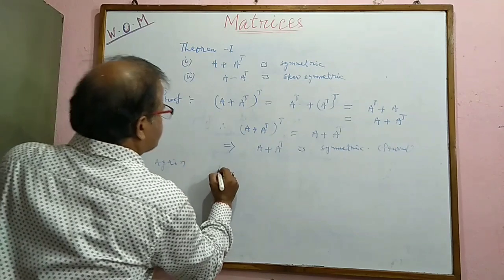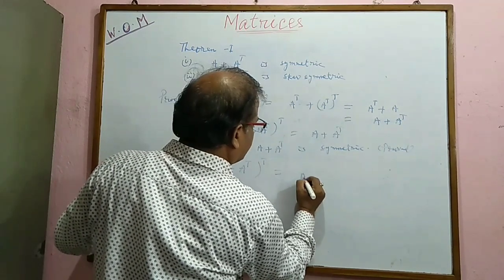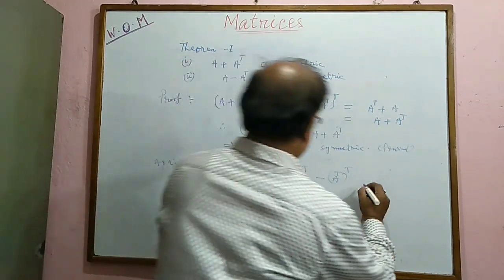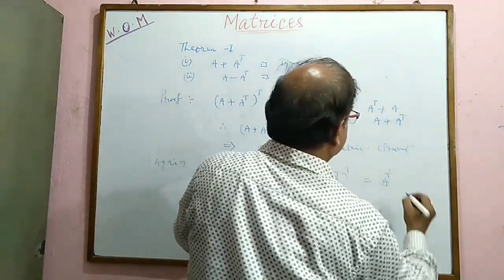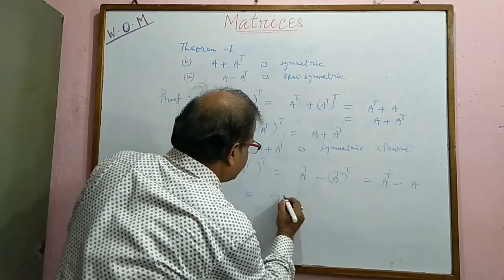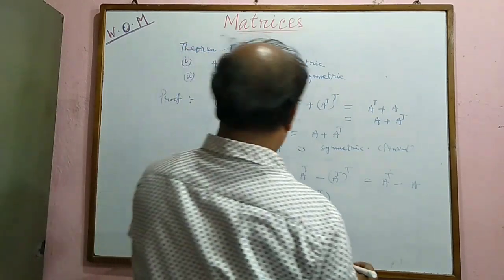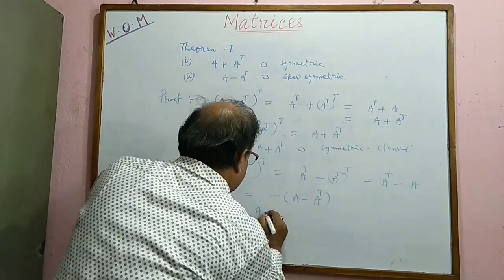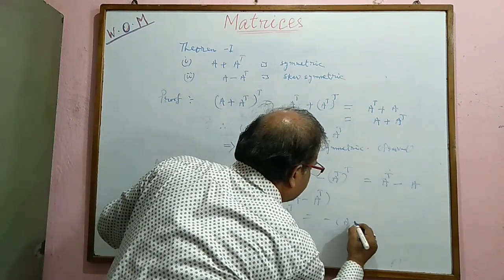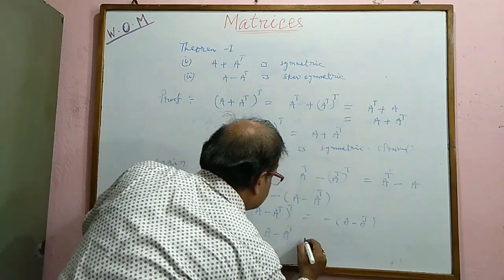Proof again. A minus A transpose whole transpose is equal to A transpose minus A transpose whole transpose, that is equal to A transpose minus A, that is equal to minus of A minus A transpose. Therefore, A minus A transpose whole transpose is equal to minus of A minus A transpose. Therefore, A minus A transpose is skew symmetric.